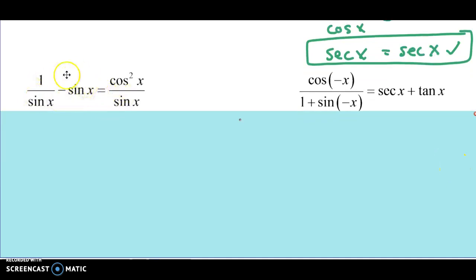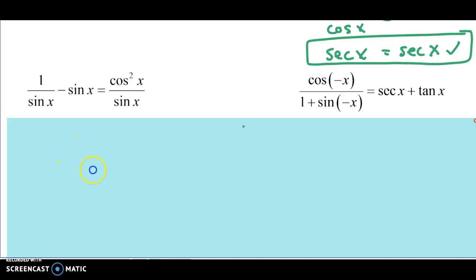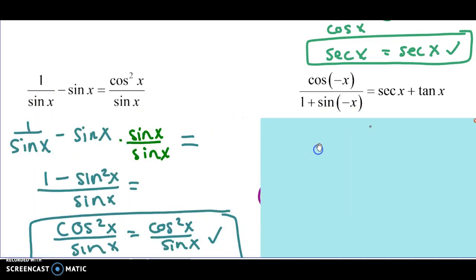For this one here, I'm going to start with this left-hand side. I have 1 over sine of x minus sine of x, and I got a common denominator by multiplying it by sine of x over sine of x. So I got 1 minus sine of x squared all over sine of x. But 1 minus sine of x squared is cosine squared of x. Check. Also notice that in every single step, I'm still using this notation where I say equal, and then at the very last step, I show that the left-hand side equals the right-hand side. I would really like to see that in your work.